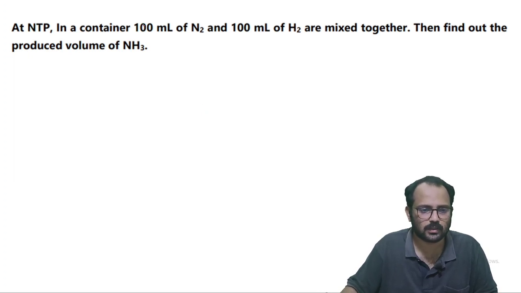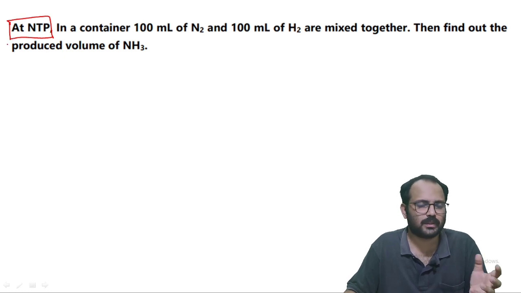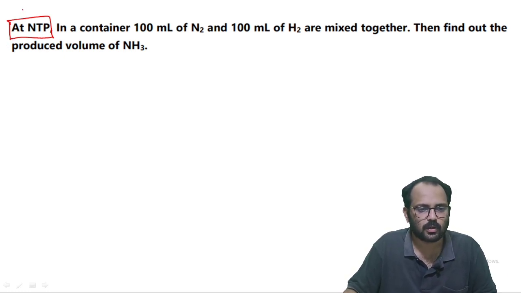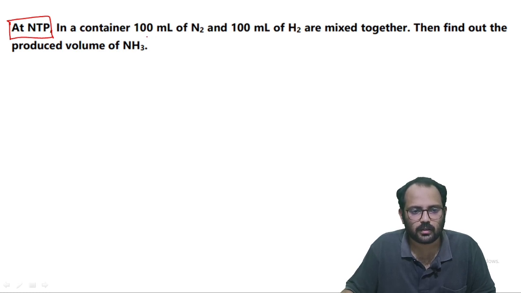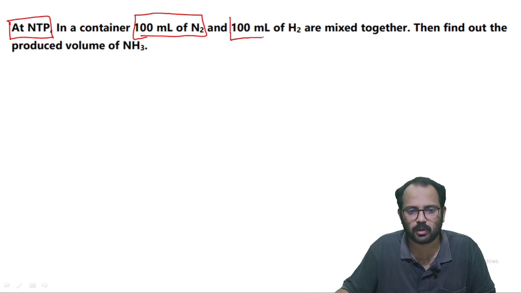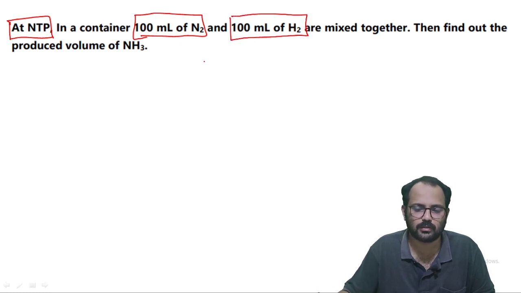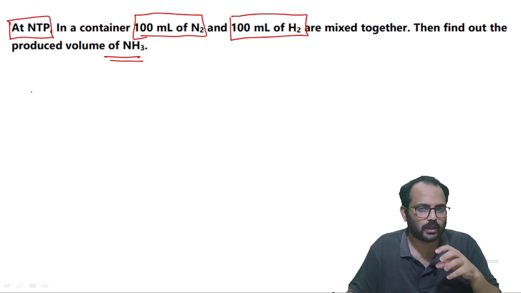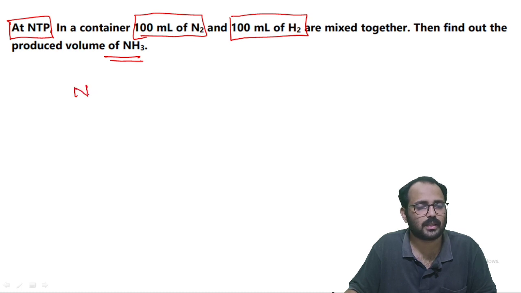And look at this. Last question we'll discuss this one again, NTP. NTP or STP, that's okay, fine. So we are going to talk about the NTP condition. In a container, 100 ml of nitrogen and 100 ml of hydrogen are mixed together. Find out the produced volume of ammonia. So in a container you are mixing nitrogen and hydrogen. You should know the equation, they haven't mentioned that. So N2 plus 3H2 gives you 2NH3.